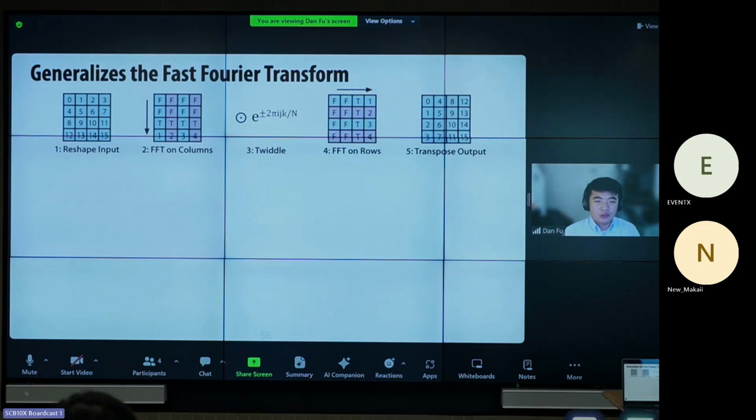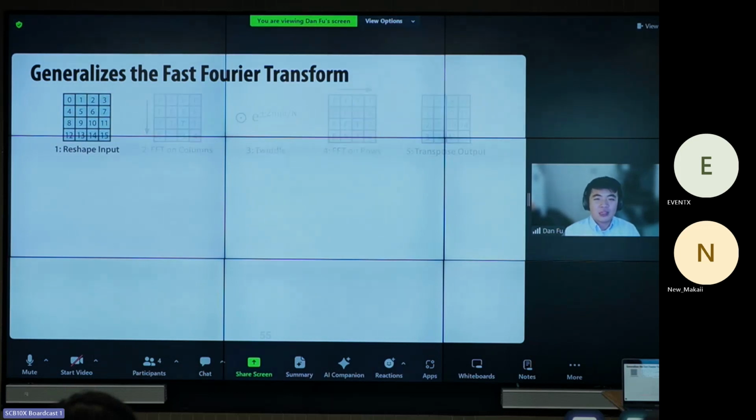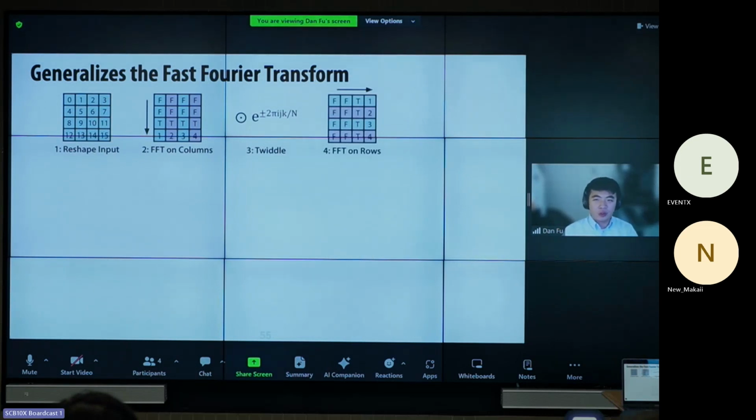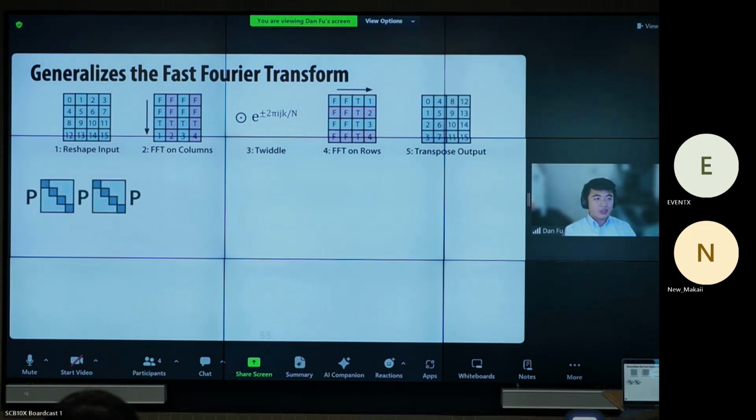In Bailey's FFT, in the first step, you take the 1D input and reshape it to 2D, which is just like the first step of our transpose permutation. Then you compute the FFT over the columns of your 2D matrix, adjust with something called twiddle factors, and compute the FFT over the rows. Then finally, you transpose the output as your last step.